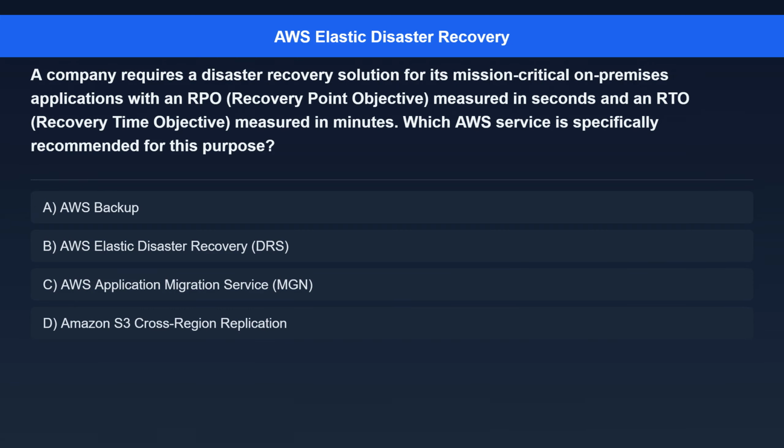Question 4. A company requires a disaster recovery solution for its mission-critical on-premises applications with an RPO, recovery point objective, measured in seconds, and an RTO, recovery time objective, measured in minutes. Which AWS service is specifically recommended for this purpose? Option A. AWS Backup. Option B. AWS Elastic Disaster Recovery, DRS. Option C. AWS Application Migration Service, MGN. Option D. Amazon S3 Cross-Region Replication.